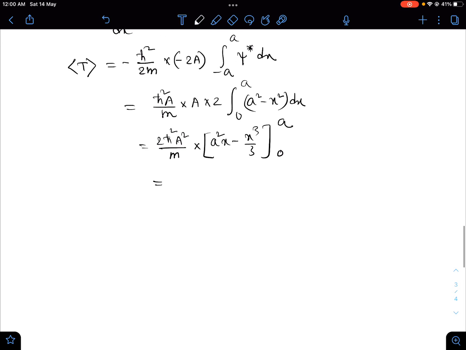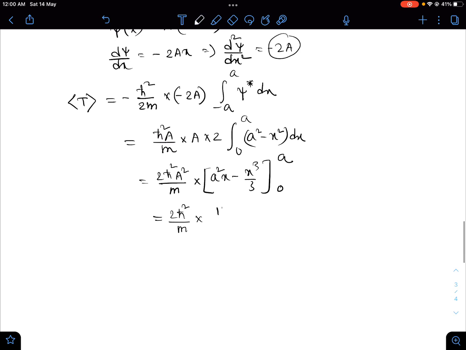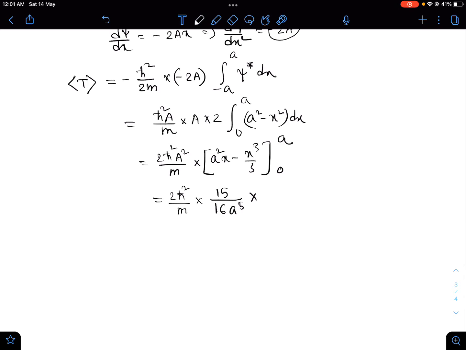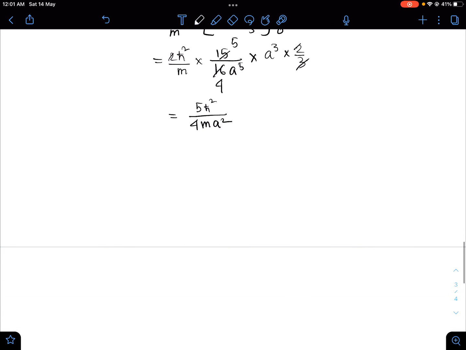So if you do the calculation, it will be ħ² by m, and a² we have the value root over 15 by 16 a to the power 5, and here we have a³ common, and it will be 1 minus 1/3, so that will be 2/3. So this will give us the result 3, it will be 5, and in the lower part we have 4. So we are getting 5ħ² by 4ma². So that is the expectation value of kinetic energy.